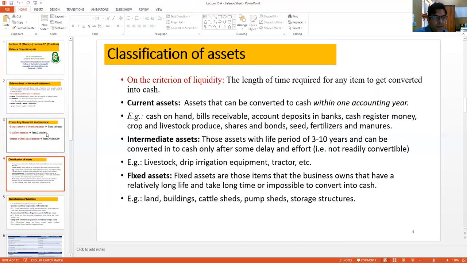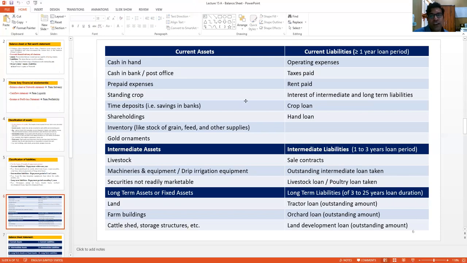Now, in a balance sheet, what we have is a kind of statement. This statement which you are able to see. We have assets, we have liabilities. On the left-hand side, we have assets. On the right-hand side, we have liabilities. Again, we see the classification. We have current assets, intermediate assets, and long-term assets, which are also called fixed assets. And then in liabilities, we have current liabilities, intermediate liabilities, and long-term liabilities.